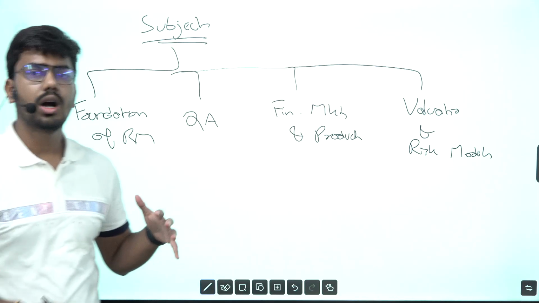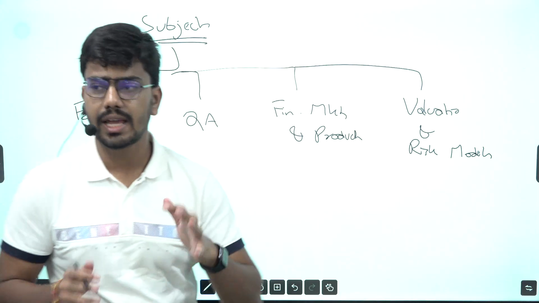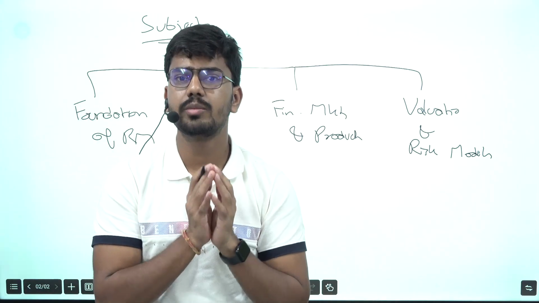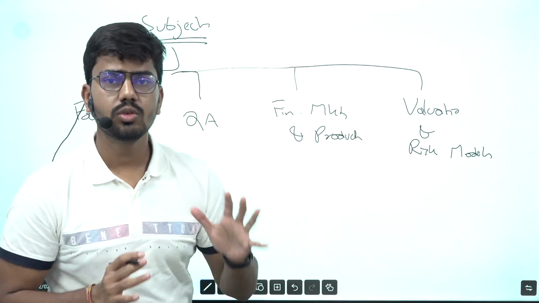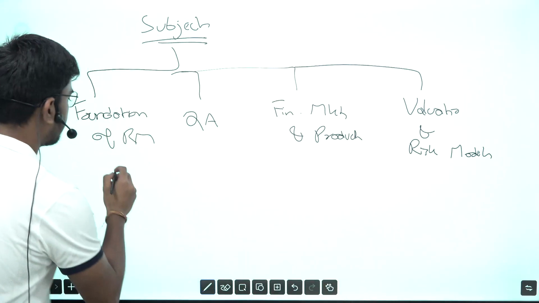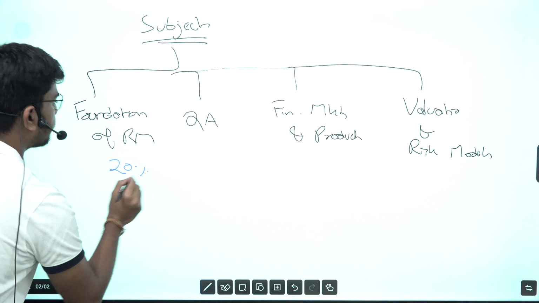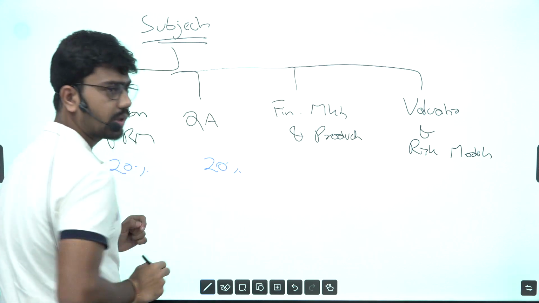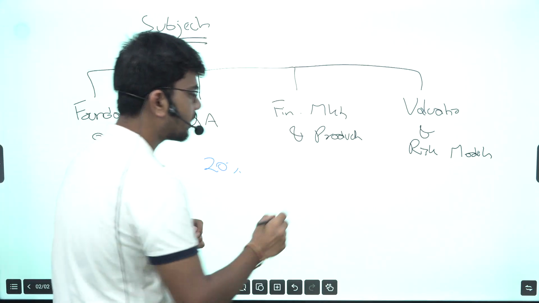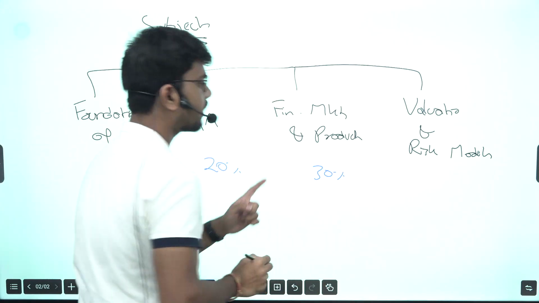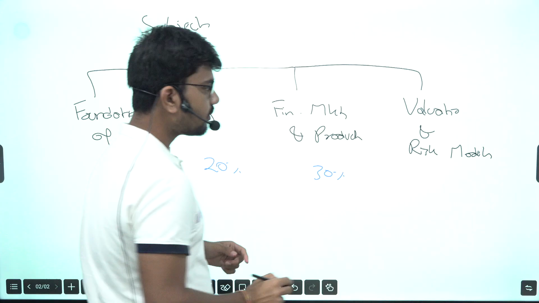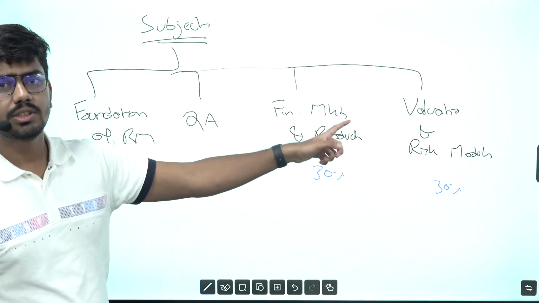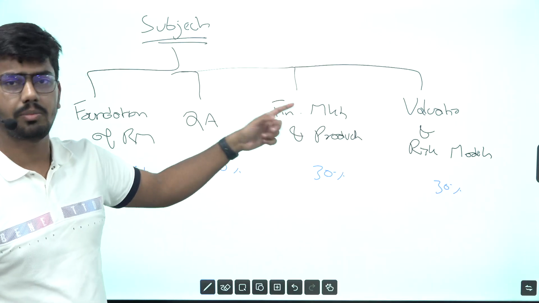Now, how are they distributed? What are the weightages? Like FRM Part 1 में there हम लोग के 100 questions होते हैं, okay? 100 multiple choice questions होते हैं. So out of those 100 multiple choice questions, 20% will be from this foundations of risk management, 20% will be from QA, quantitative analysis, 30% of the weightage will be financial markets and products, and 30% will be valuations and risk management, which is basically we can call VRM and isko FMP in short form.